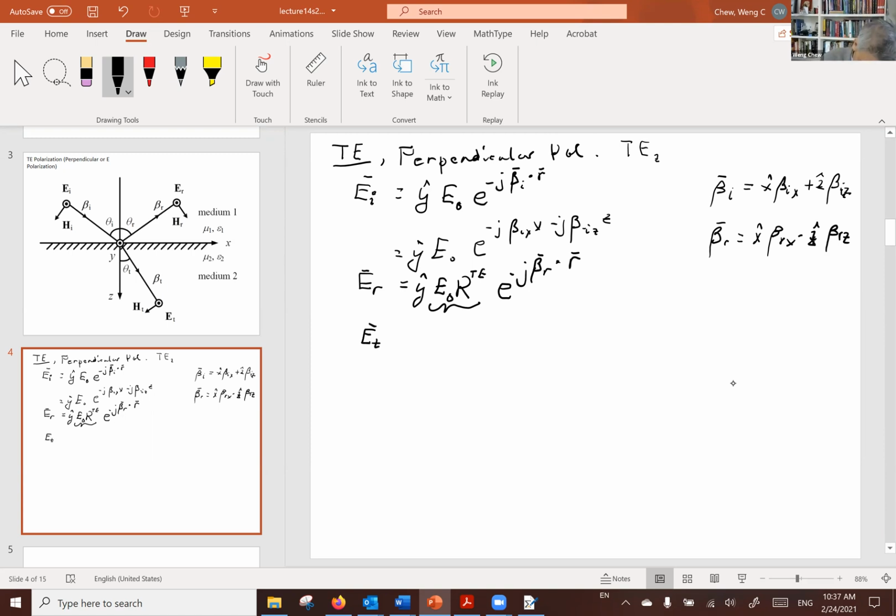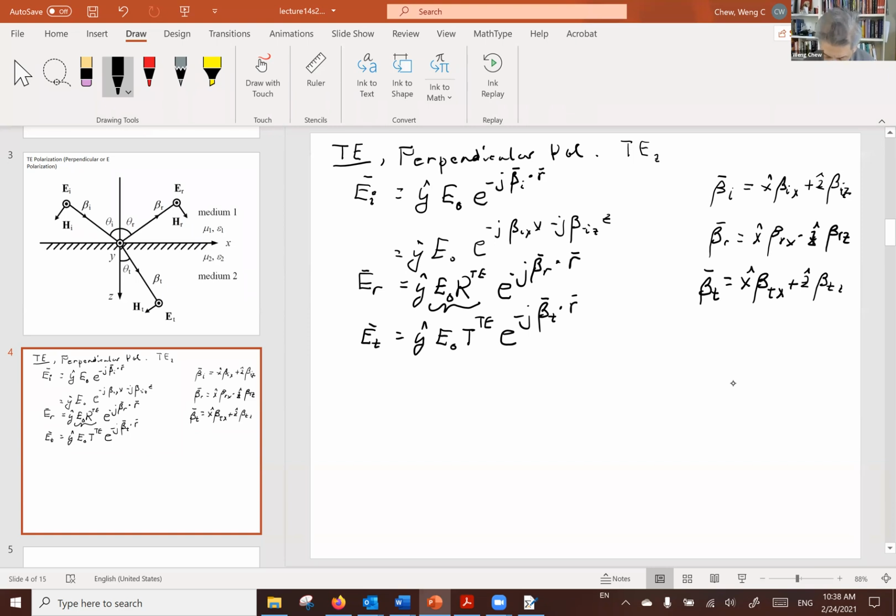the wave in the transmitted region. It will still be y polarized, but with an amplitude multiplied by TTE. Okay, and then it will have a beta vector of beta T. Beta T would very much be like beta I, pointing in the same direction, with positive z component and positive x component.